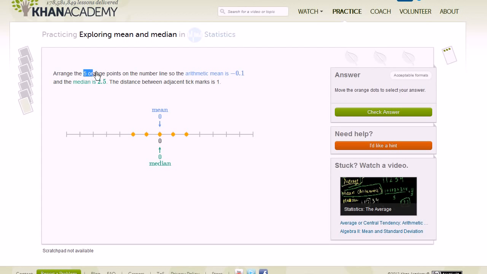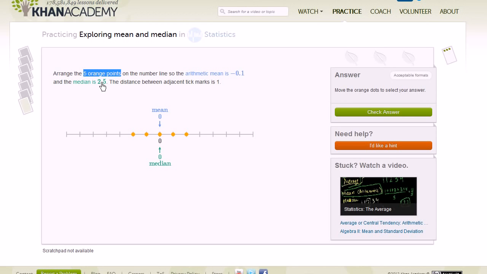Arrange the 5 orange points. So these are the orange points right over here, on the number line, so the arithmetic mean is negative 0.1. And arithmetic mean is really kind of what we traditionally view as the average. Yeah, you add up the numbers and divide by the numbers that you have. And the median is 2.5.